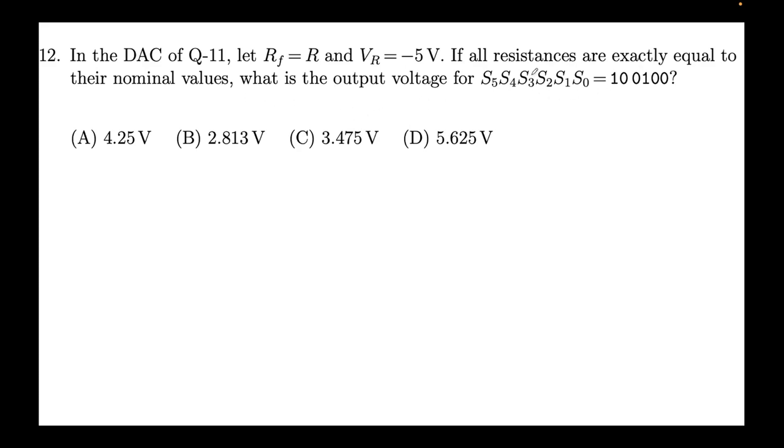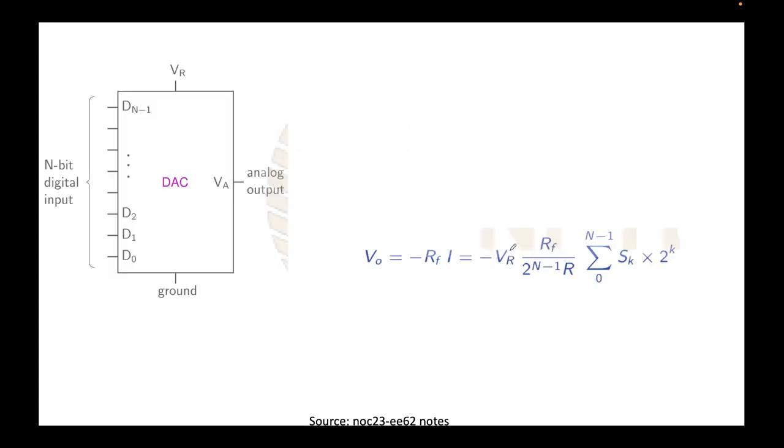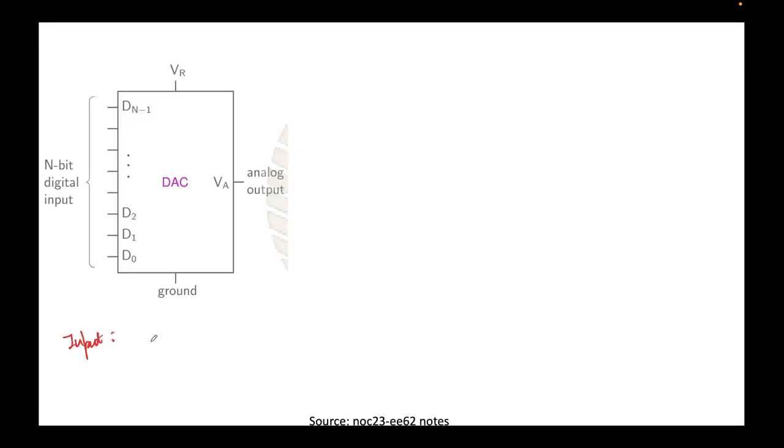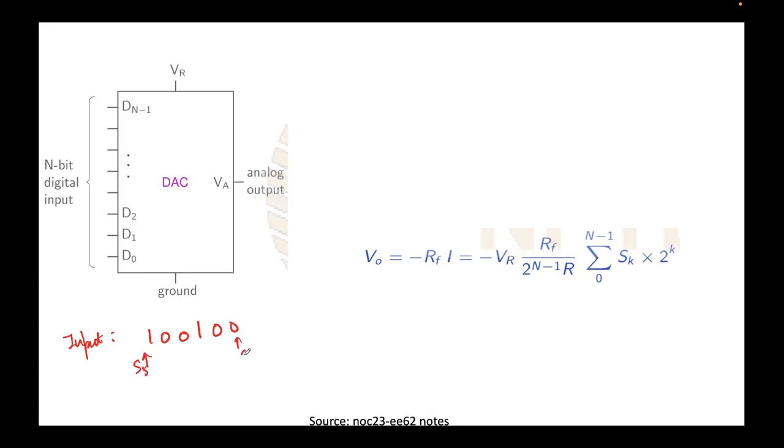So what we know is that we have been given these sets of inputs, and we are given this value. We are just required to find the output voltage, and we know the formula for this. This was the formula that we have been seeing for a weighted resistor circuit, and RF equal to R. But let me first write the input. The input is 100100. Yes. So this is S5, and this is S0.